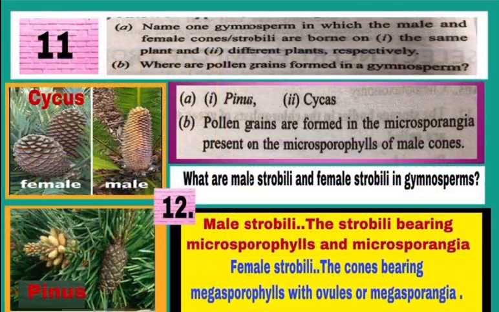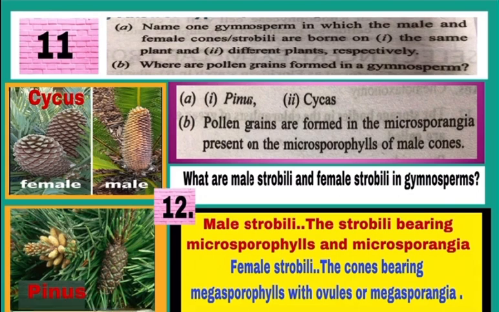Question 11. See A part of the question. Name one gymnosperm in which the male and female cones or strobili are born on the same plant and on different plants respectively. In Pinus, both male and female cones are present on the same plant. See the lower diagram of Pinus plant. And in Cycas, both male and female cones are present on different plants. You can see male and female cones of Cycas in the upper diagram.